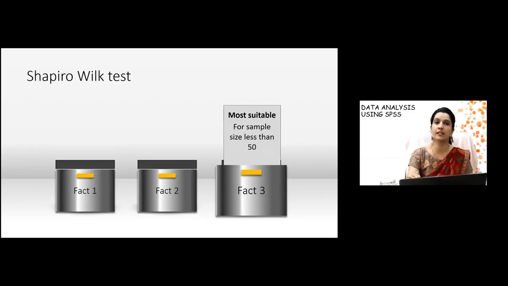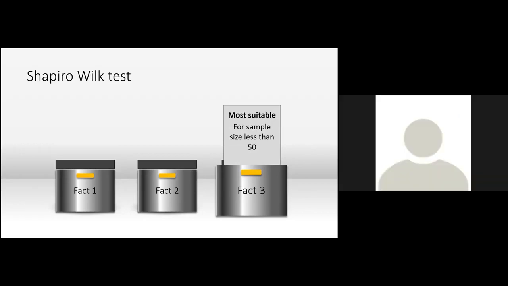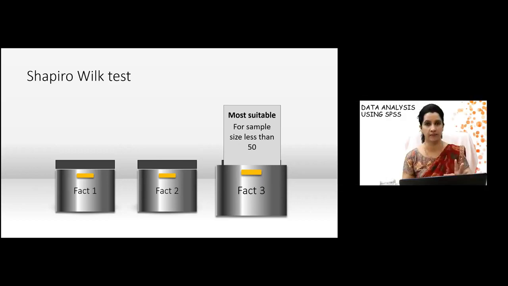So is the Shapiro-Wilk test clear to all of you? I'm only telling you the theory. We will discuss the commands on SPSS and will interpret once again. So for the Shapiro-Wilk test, the desirable thing is that the number of data should be less than 50, and we want the p-value to be more than 0.05, right?